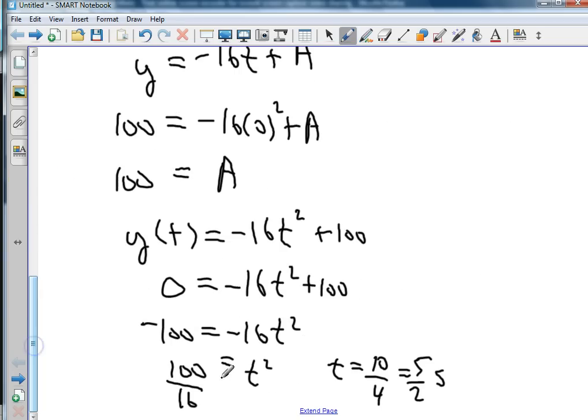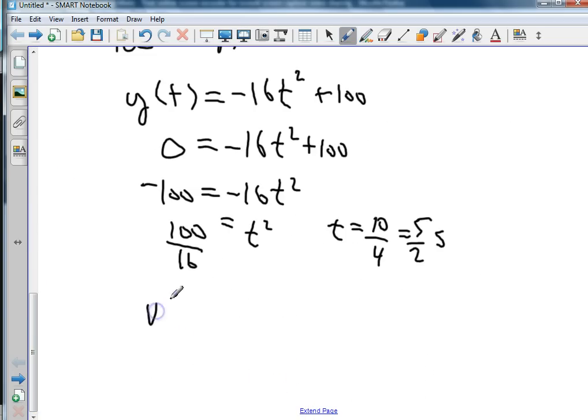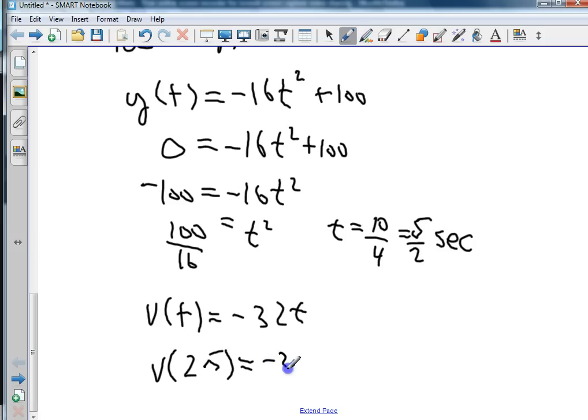Since v of t was negative 32t, where there's a 5 and that's seconds. So v of 5 halves, or 2.5, is negative 32 times 2.5. Let's see, half of 32 is 16, 2 times 32 is 64, 64 and 16 is what, 80? Right? So I get negative 80 what?